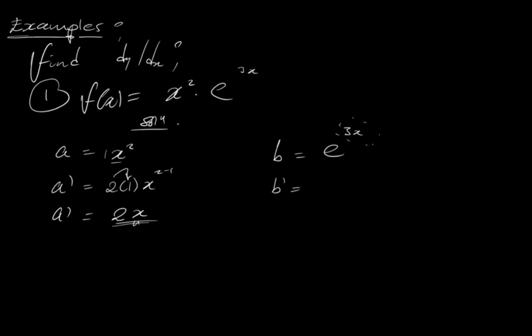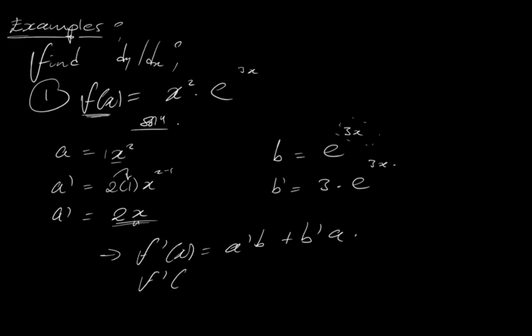Now, what is the derivative of 3x? That is simply just what? 3 times e to the what? Something, which will be what? 3x. Then remember, given such a function as this, it implies that f prime of x is simply equivalent to a prime b plus b prime a.